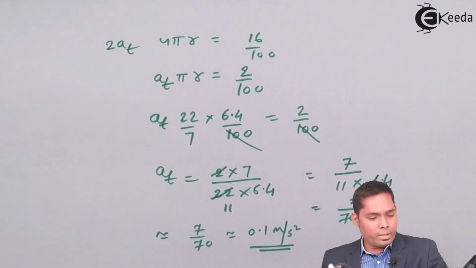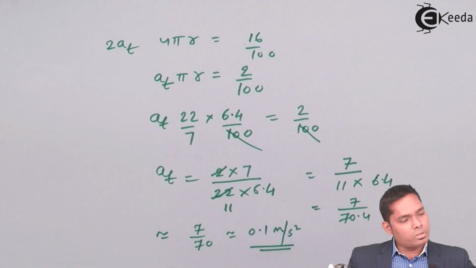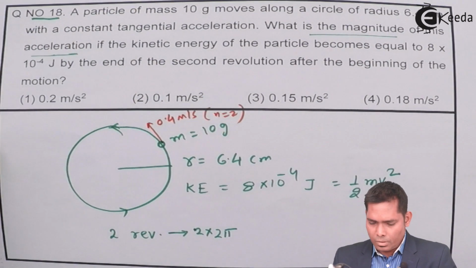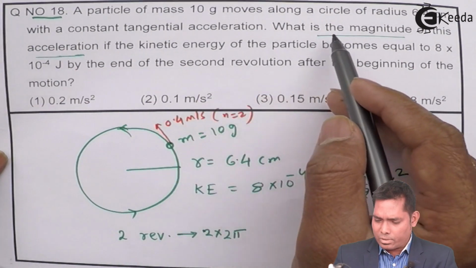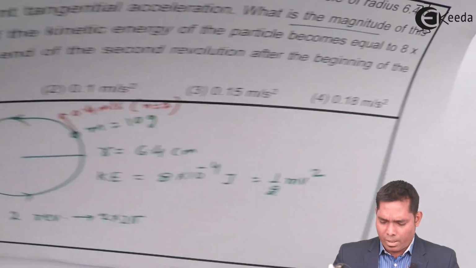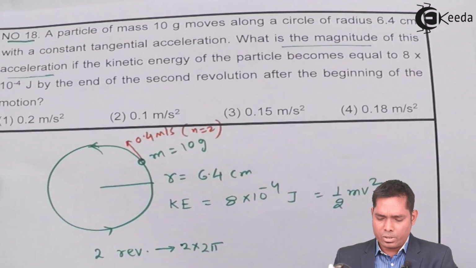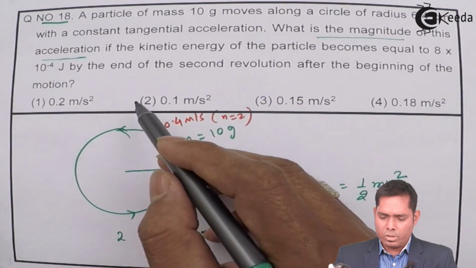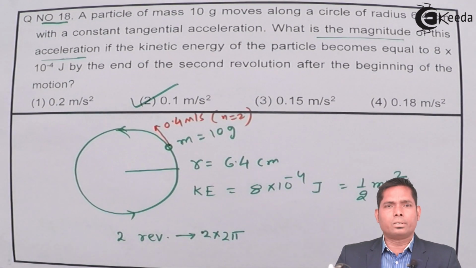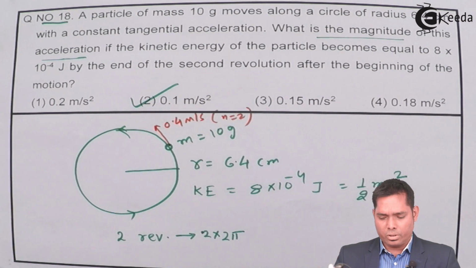So if I use this one, the tangential acceleration, what is the magnitude of this acceleration? I'm getting this tangential acceleration as 0.1 meter per second square. Therefore option number 2 is the correct answer to this question. Okay, thank you.